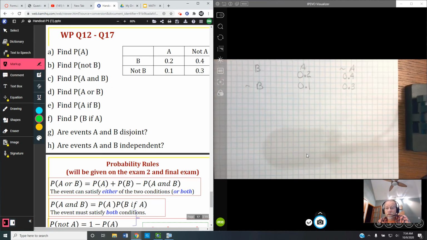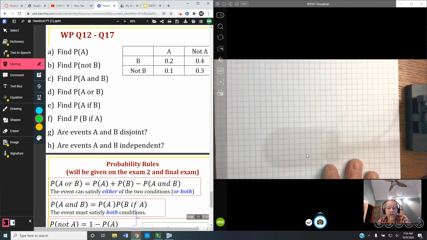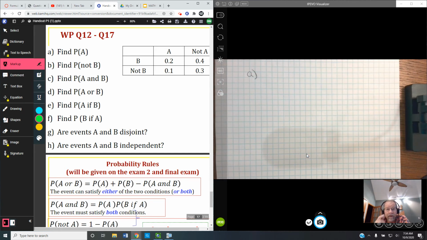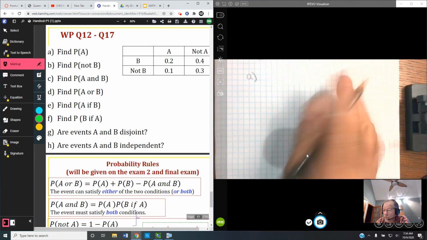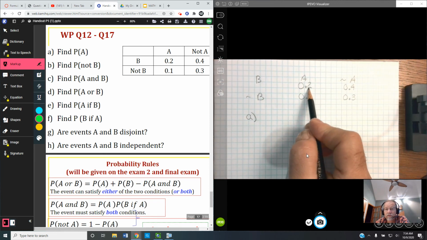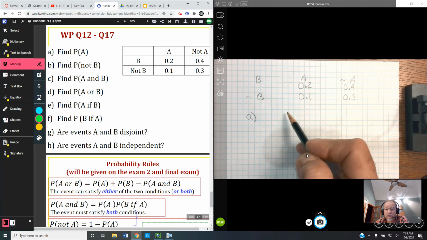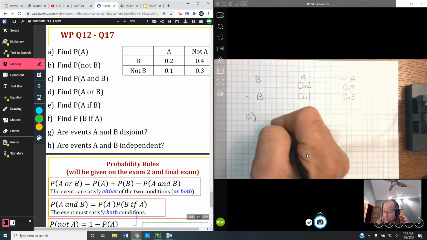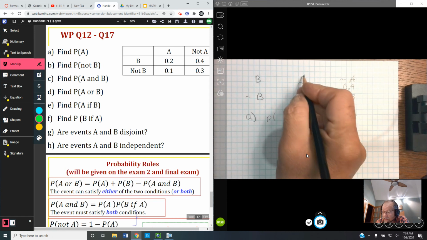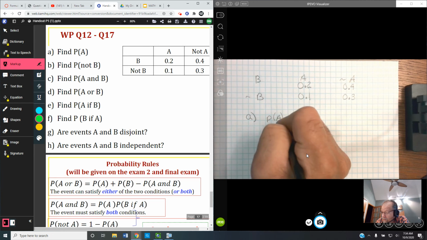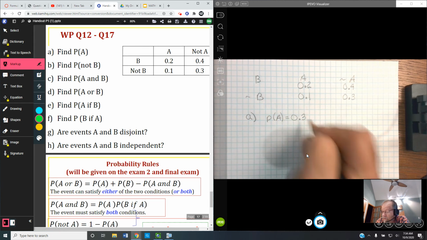Okay. So let's go to our first calculation. Let's go to letter A. Letter A says we should find the probability of A. Well, the probability of A is the sum of 0.2 and 0.1. 0.2 plus 0.1 makes a probability of 0.3. The probability of A is everything in A, and there's two probabilities, and we need them both. So the probability of A is equal to 0.3.